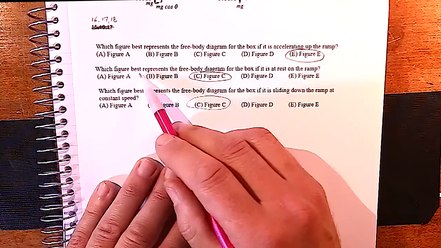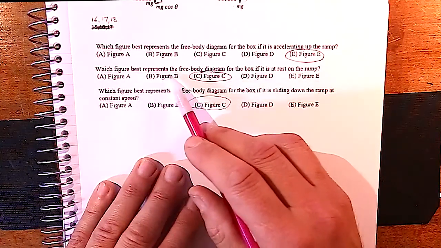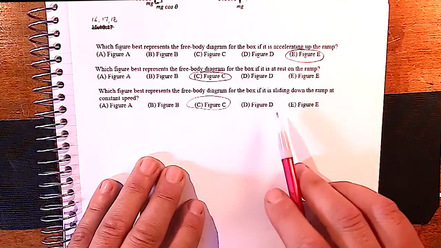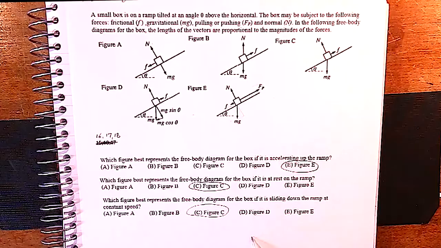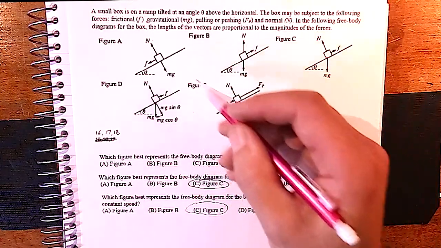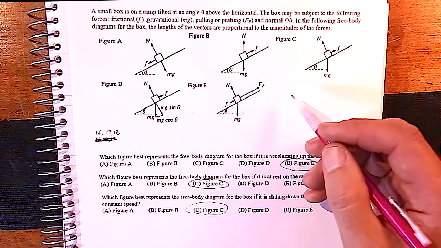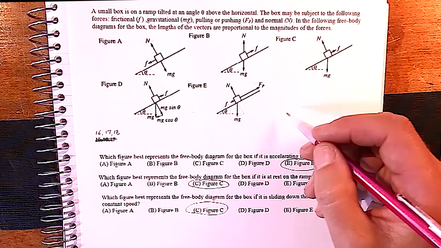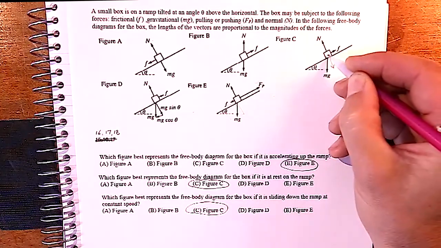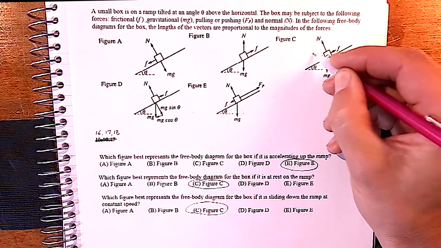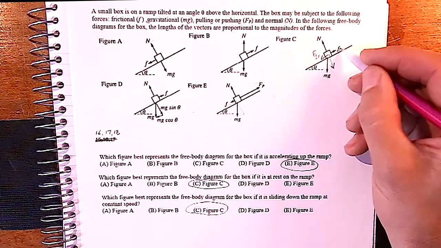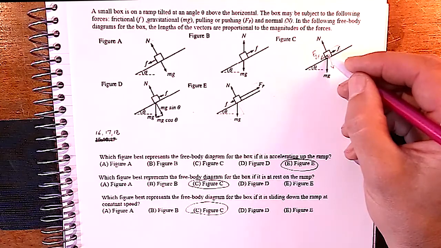The next question says, which figure represents the free body diagram if it is at rest on the ramp? So at rest on the ramp means that there has to be a force up the plane that's canceled out by a force down the plane. Well, in this one, we can see that we have our FGY and our FGX. Our FGX, this component, would be equal to the force of friction, so it could be at rest.